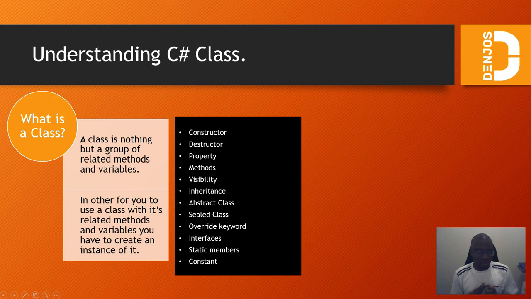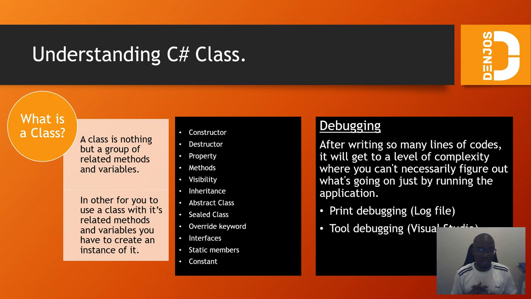All right. Before we go further into classes, I want to talk about debugging. After writing so many lines of code, it will get to a level of complexity where you can't necessarily figure out what's going on just by running the application. You might fall into some traps and problems, and the product doesn't run properly, giving errors and so on. So you need to use the art of debugging to go through the process and take information from the application. There are two ways of doing this.